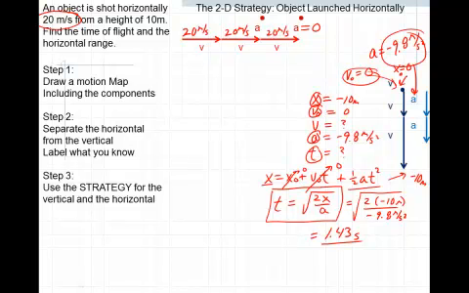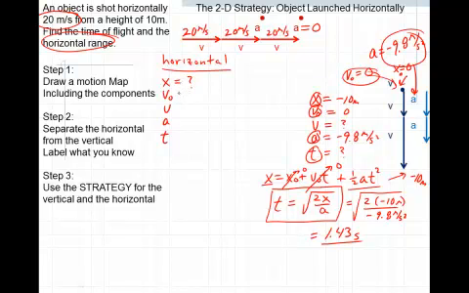The other thing that it asks us to find is the horizontal range. Now we can also use a strategy in the horizontal for this. So let's write out again, this is for the horizontal. Again, really important that we separate out the two different motions. We've got x, v initial, v, a, and t. X we don't know. That's what we're looking for.